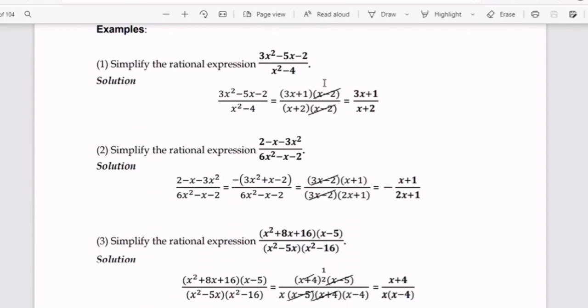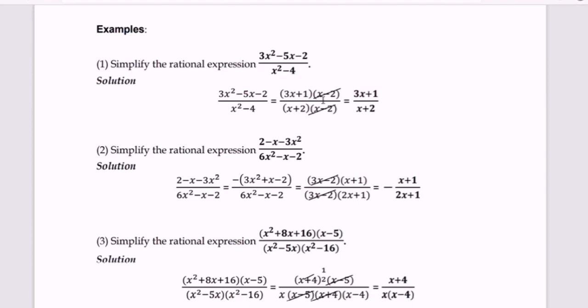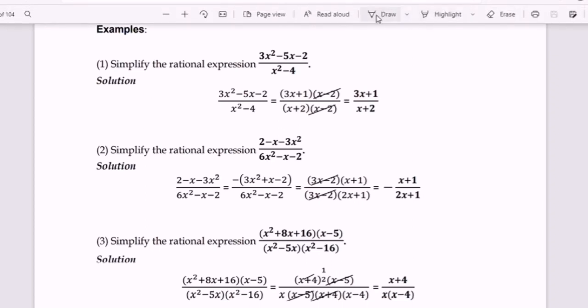And also for the factor of our denominator, x squared minus 4, this will become x plus 2 times x minus 2. Since we have similar terms in the numerator and the denominator, we can cancel out x minus 2. So the remaining terms will be 3x plus 1 over x plus 2. So this will be our answer.